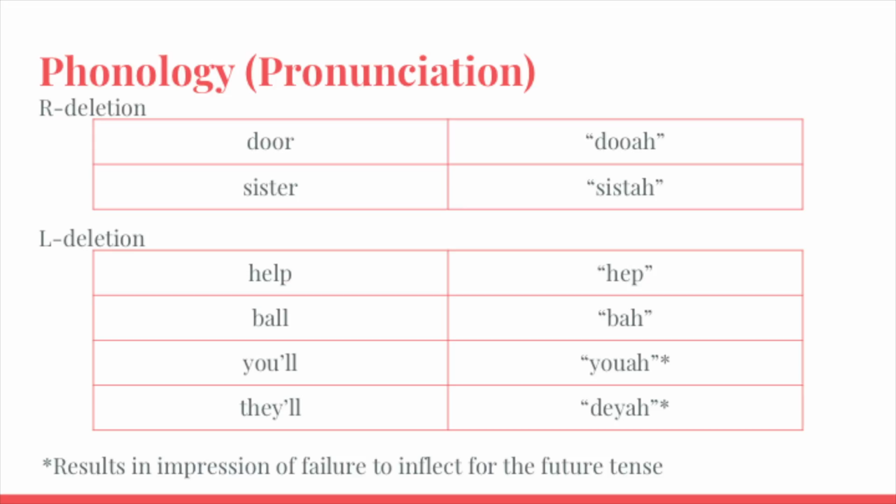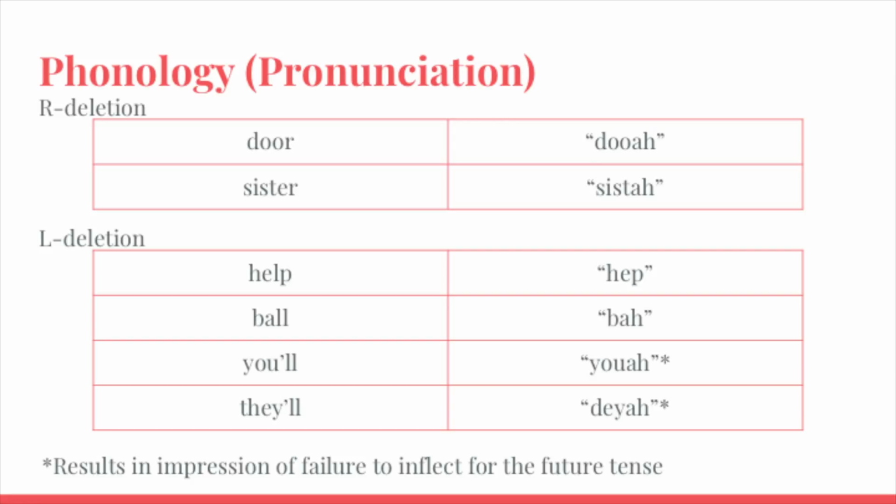So let's just dive into a bit of the phonology. So phonology refers to the pronunciation. One common characteristic is the deletion of certain consonants like R deletions and L deletions. In standard American English, the final R in the word door would be pronounced. However, in AAE, the final R is dropped. Same goes for the L deletions.